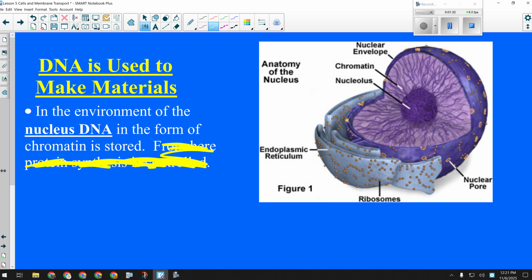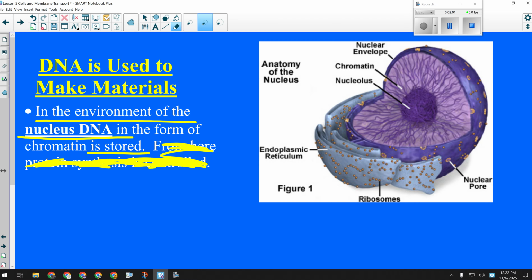Okay, the nucleus stores the DNA. So it says here, in the environment of the nucleus, DNA in the form of chromatin is stored. The chromatin part, I probably wouldn't worry about. I'm going to get rid of the underline there. DNA is stored. So the purpose or the job of the nucleus is to store DNA.